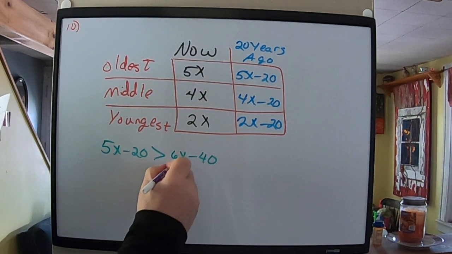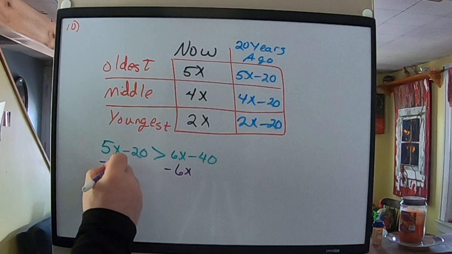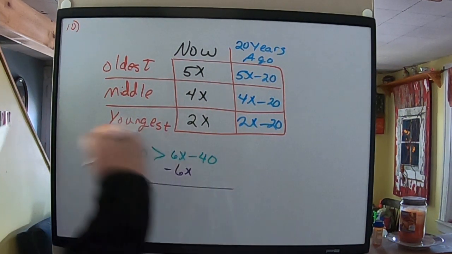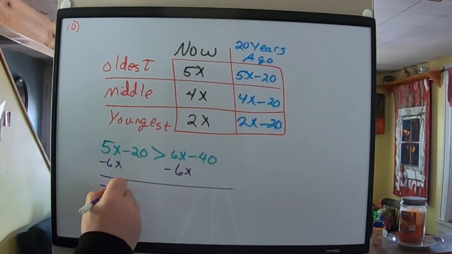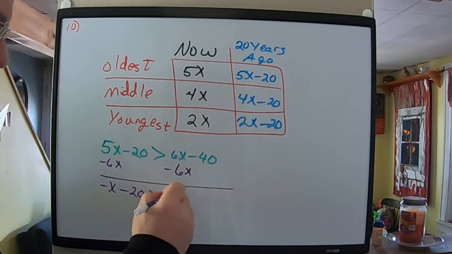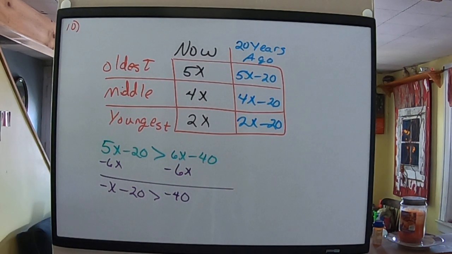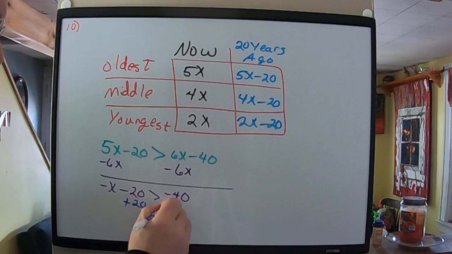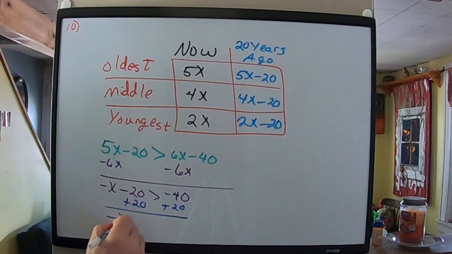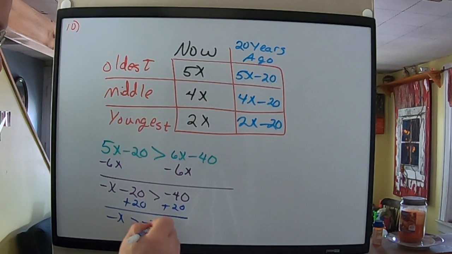I'm going to subtract 6x. Now I'll show you why. You always want your variable on the left when you're working with inequalities. So negative x minus 20 greater than negative 40. Next step is to add 20 to both sides. Negative x greater than negative 20.